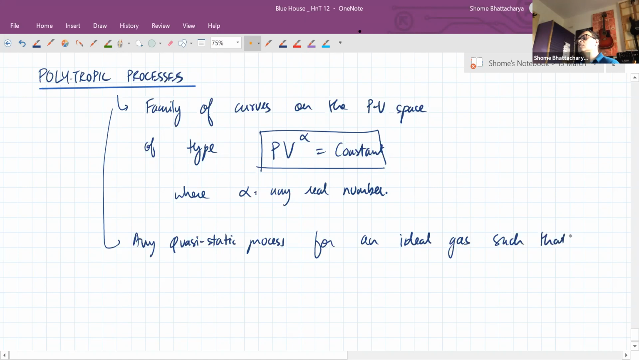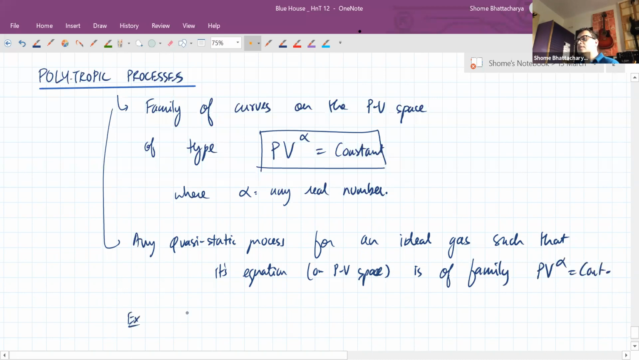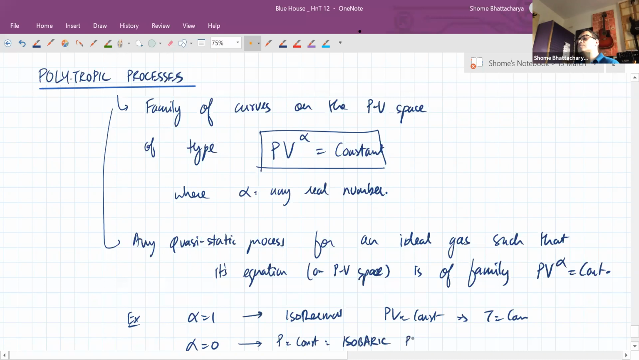such that its equation on the PV space is of the family PV to the power alpha is constant. So for example, you can see that the special case of alpha equal to 1 is an isothermal process, because PV equal to constant implies that temperature is constant. The special case of alpha equal to 0 implies that pressure is constant, so it is an isobaric process. So even our four standard processes are special cases of the general family of curves called polytropic processes.